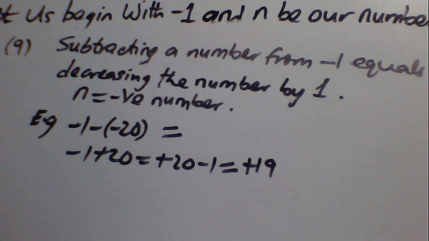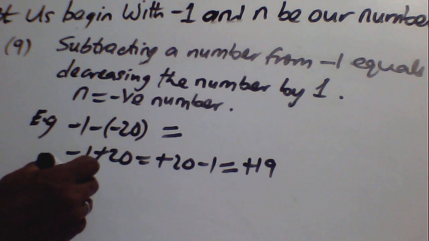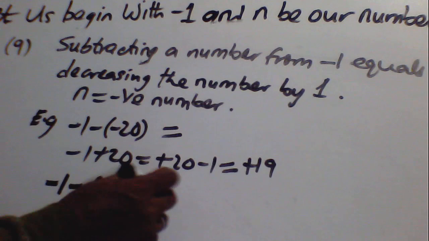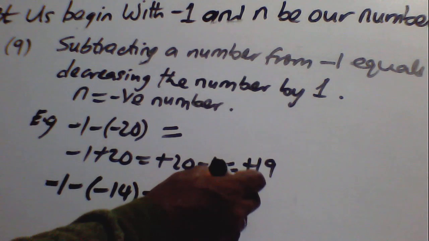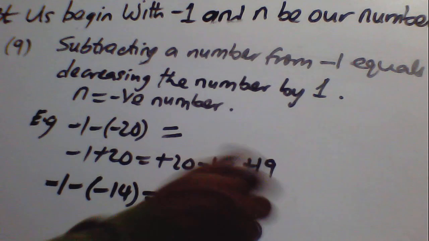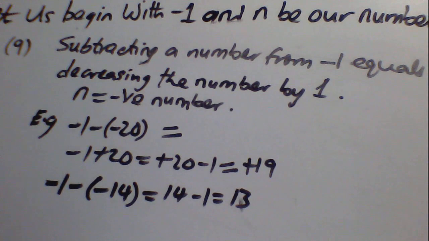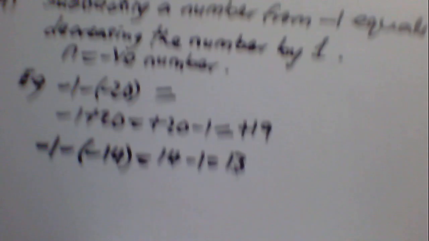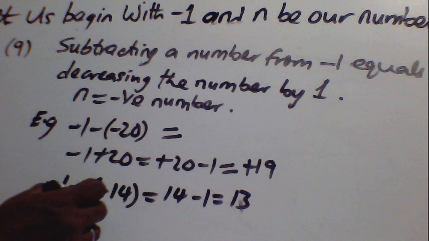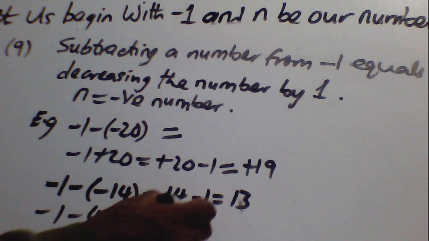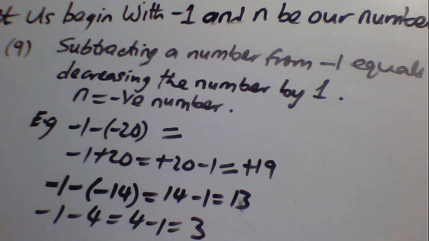So let's apply it here. -1 minus -14 is equal to decreasing the number by 1, which is 14 minus 1, and that gives us 13. If you are to read the rule, -1 minus -4 is equal to 4 minus 1. That gives us 3. So subtracting a number from -1 equals decreasing the number by 1. Any question?